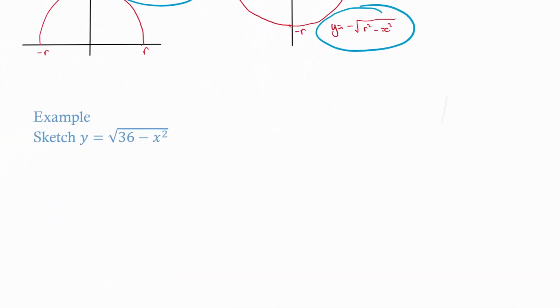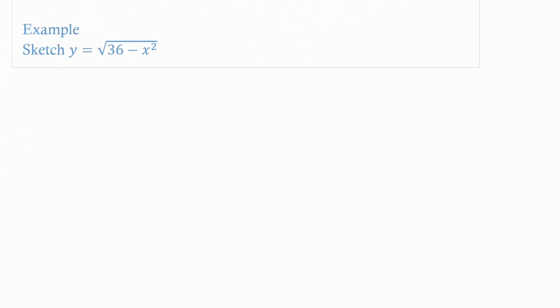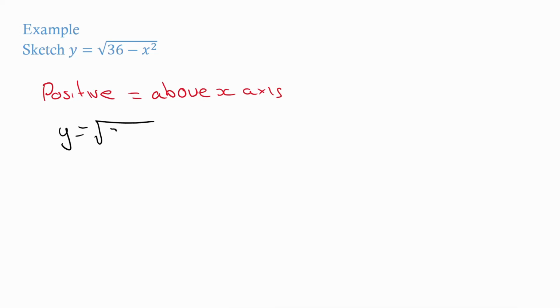So we need to sketch y = the square root of 36 minus x². All right, so let's begin. We know that it's a positive. That's the first thing I would take note of, so we know it's going to be above the x-axis. And then the next thing I want to find is what the radius is. Now, we have y = the square root of 36 minus x².